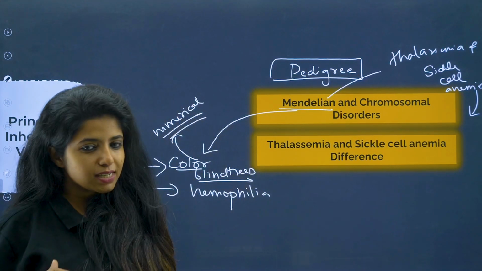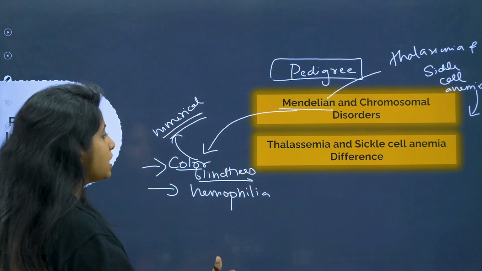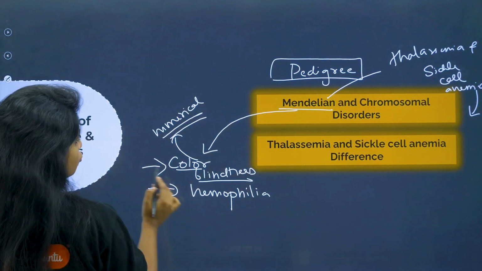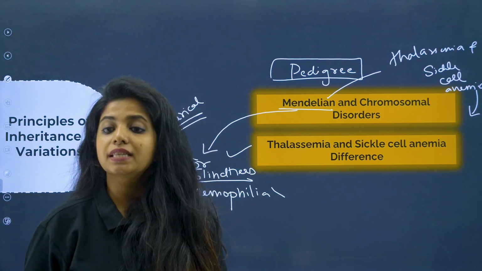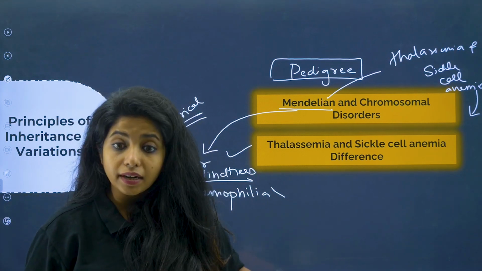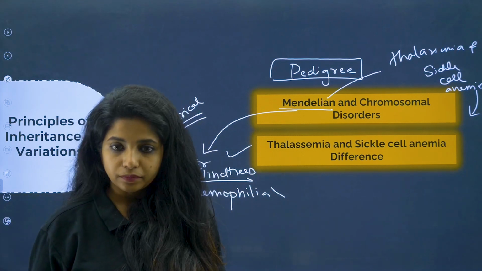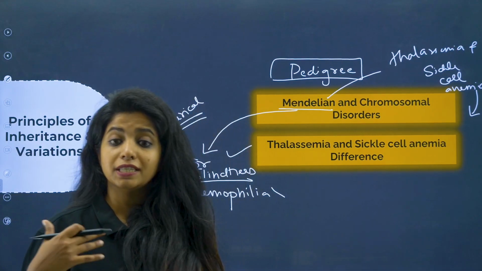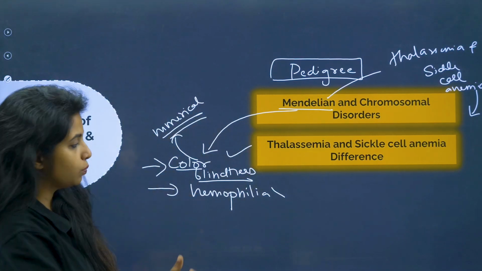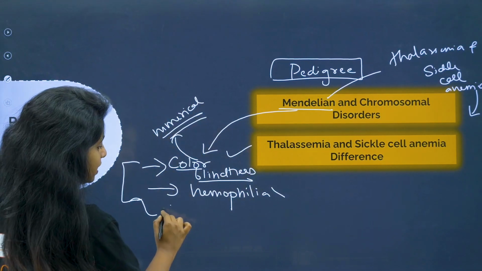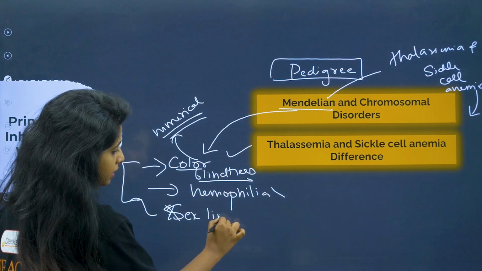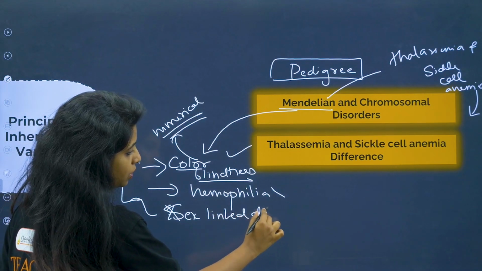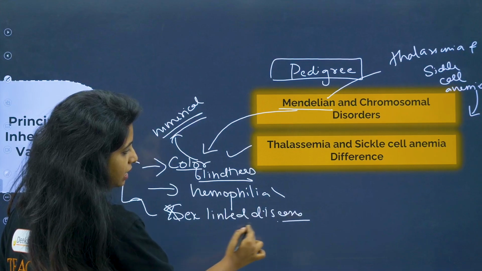None of the diseases should be missed, but please give more priority to the ones that I am showing you over here: color blindness, hemophilia, thalassemia and sickle cell anemia. Both are blood related diseases, but they are different. You should know which one is sex related, which one is autosomal. The first two are X-linked diseases, sex linked diseases. You should know about that as well.